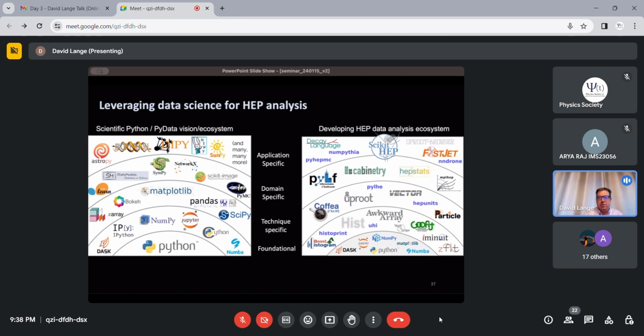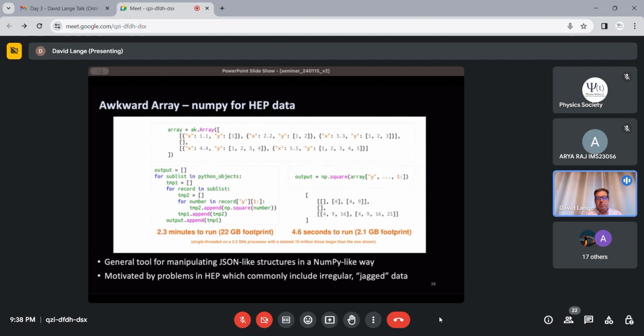And I'll talk about the reason why we couldn't just use the ecosystem in the scientific Python ecosystem, which is that we don't have rectilinear data. Our data looks kind of like this ugly example: we have lists of what we call events. Some events have lots of muons. Some events have lots of electrons. And so it's very different from an image where you always have the same number of pixels in all dimensions. We have data where the dimensionality will change.